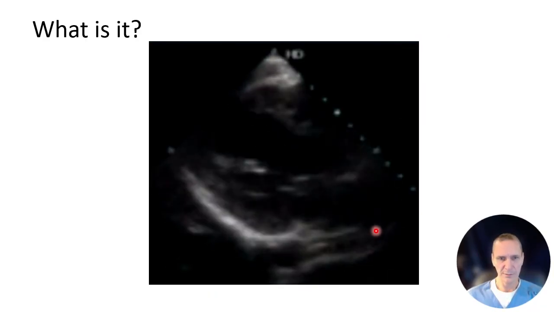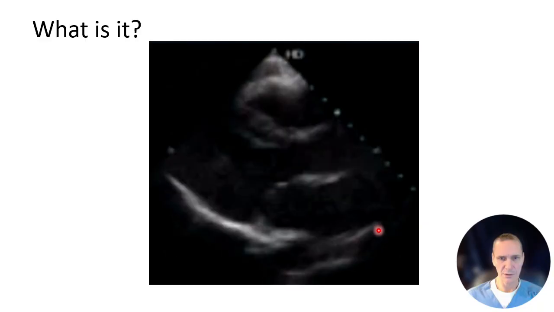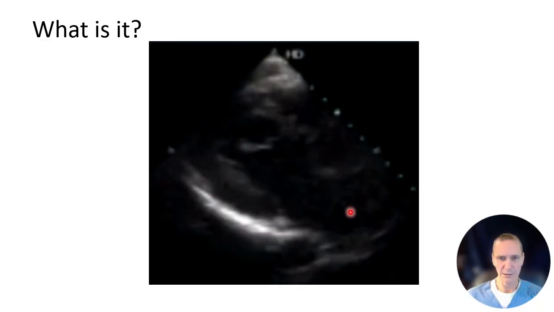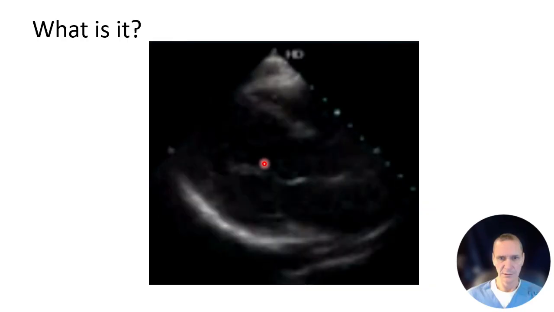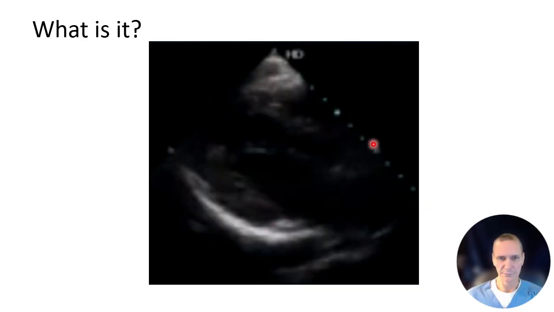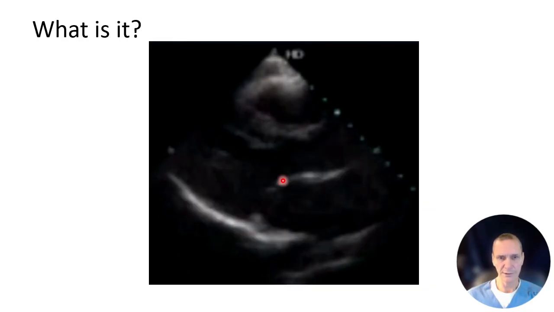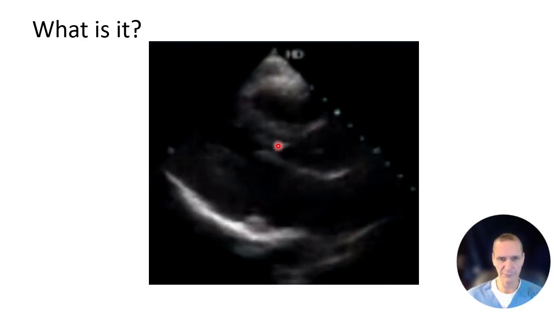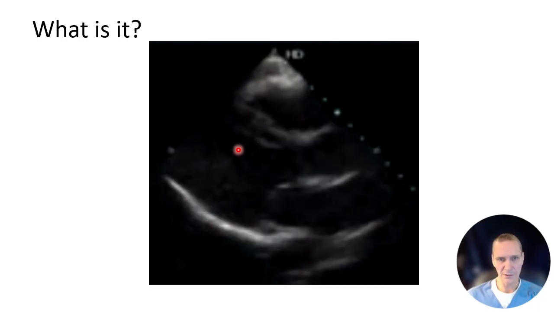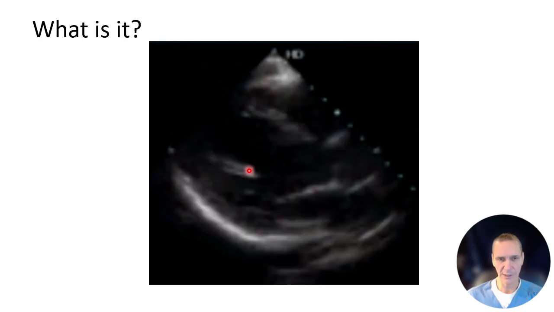In this particular image, I see the LA going into the LV, the aortic outflow tract. The anterior leaflet of the mitral valve hits the septum, telling me that the EF is good. Actually, it looks fairly hyperdynamic.